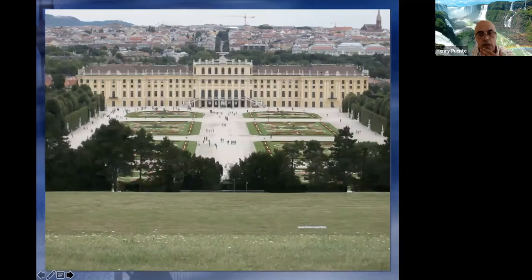And this is also another example of a tourist attraction. This is a palace outside of Vienna. This is where the kings and queens of Austria lived, and I think Mozart performed here. Another example of what I mean by a tourist attraction.